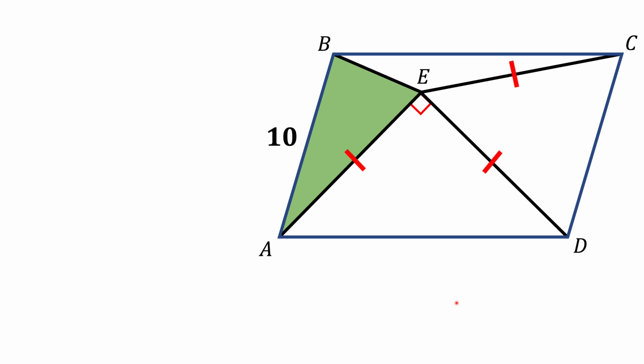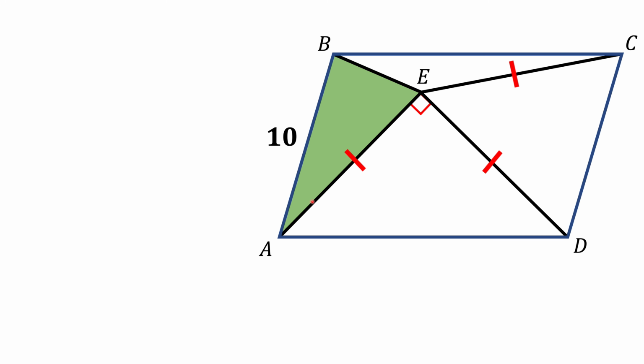Here we have a parallelogram ABCD. We have a point E inside such that AE, ED, and EC are congruent to each other, and this angle AED is 90 degrees. The side AB of the parallelogram is 10, and we are asked to find the area of this green triangle ABE.